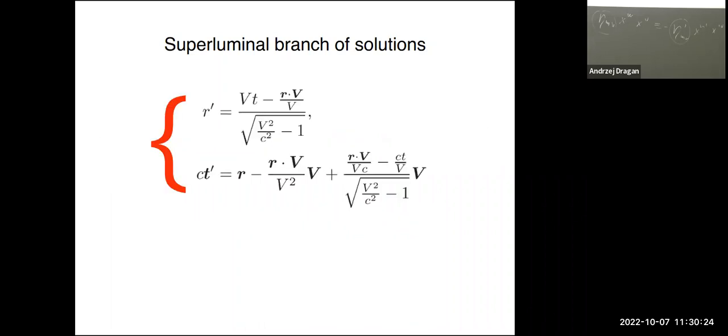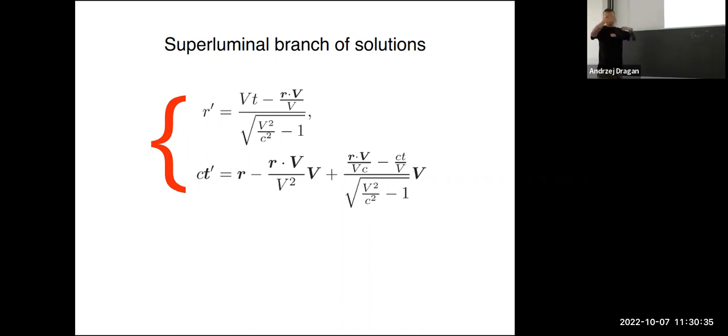Okay, so if you follow the same logic that we did in the case of Lorentz transformations, this is the one plus three-dimensional depiction of the superluminal branch of solutions. As you can see, what we have on the left-hand side is the prime coordinates corresponding to the moving observer. There is a single spatial dimension r prime and 3 temporal dimensions t prime. And these are the formulas. And we can study what the consequences of these formulas are.